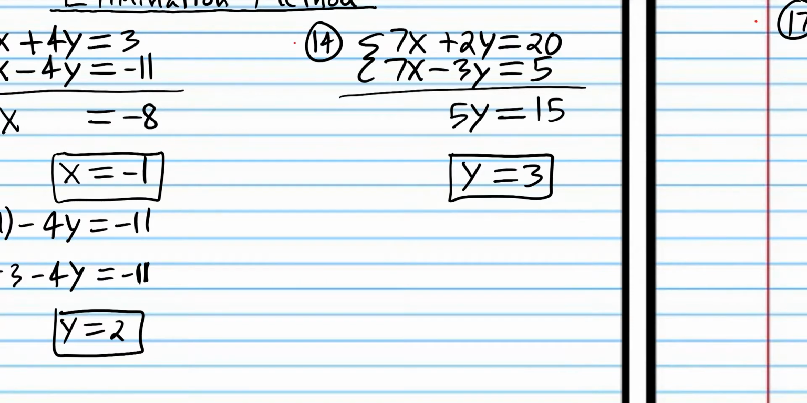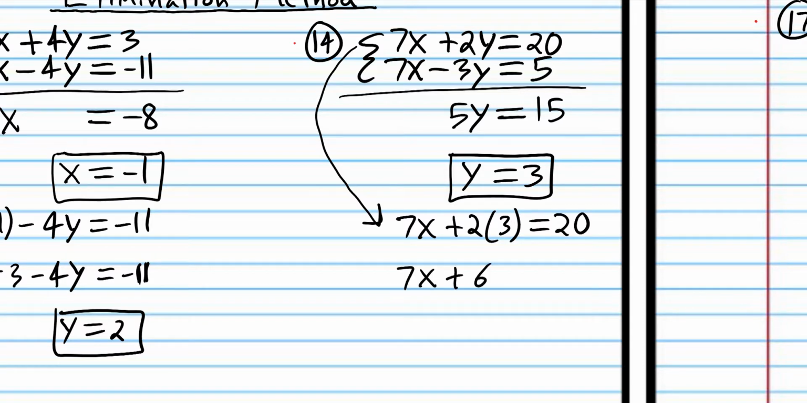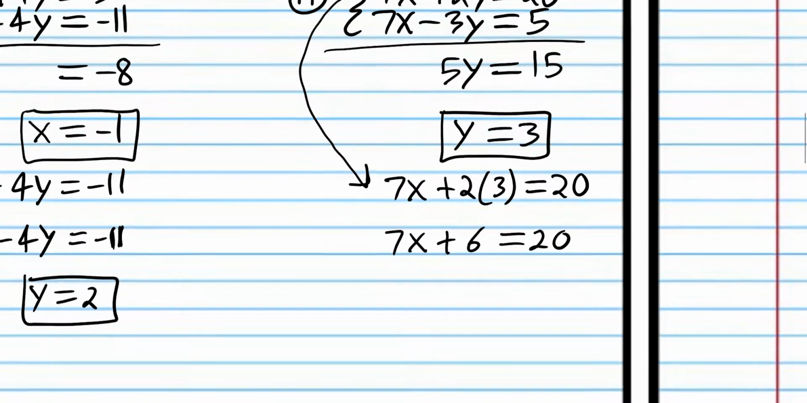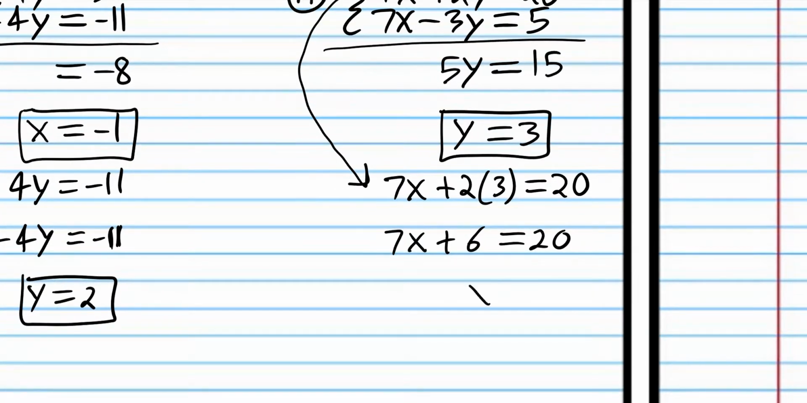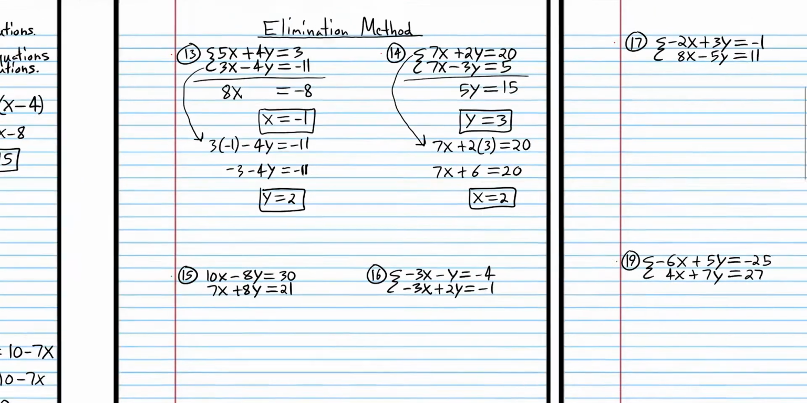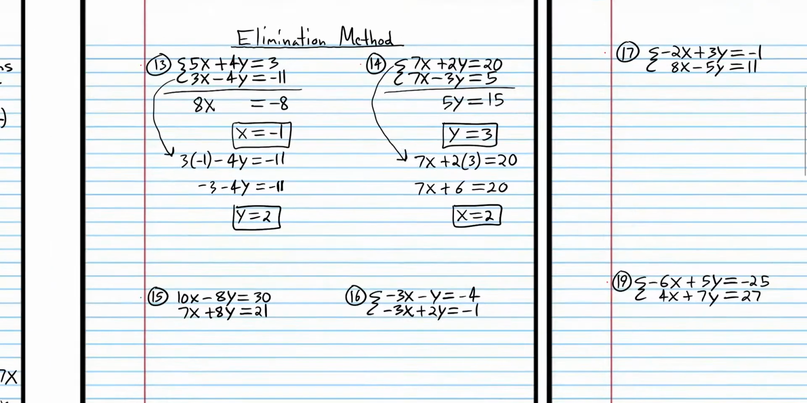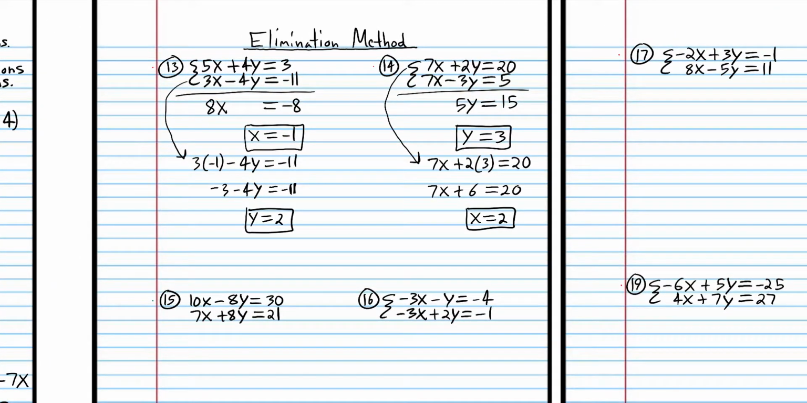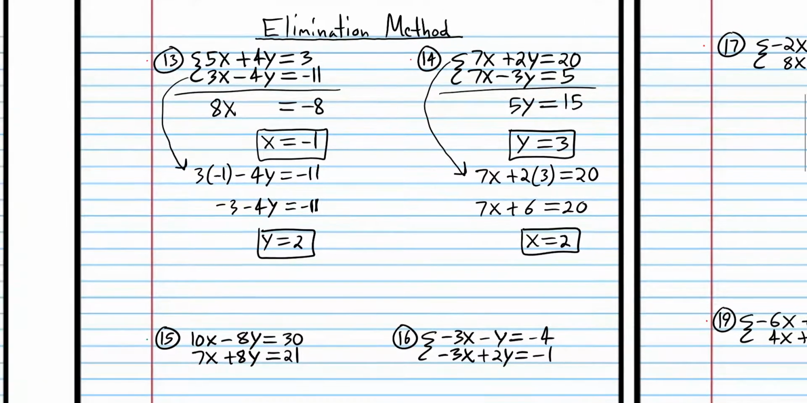So now we know what y is, and we can just use one of these equations. It doesn't matter which one. I'm going to use the top one to find x. So we have 7x plus 2 times y, and we found y is 3. And then we have 7x plus 6 is equal to 20, and we can do the last two steps in our head. So we get x is equal to 2. So these are all examples of systems of equations that have one solution, and that solution is that pair of values. So now I want you to try number 15. You're going to use elimination, and when you come back, we'll do it together.